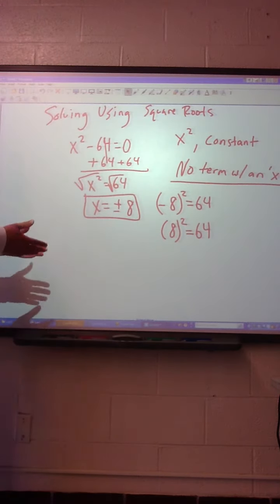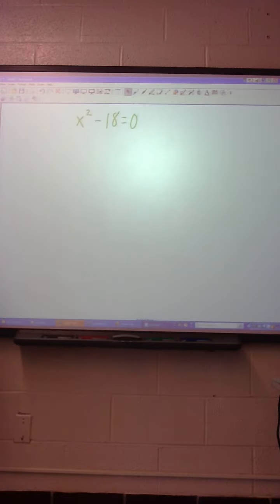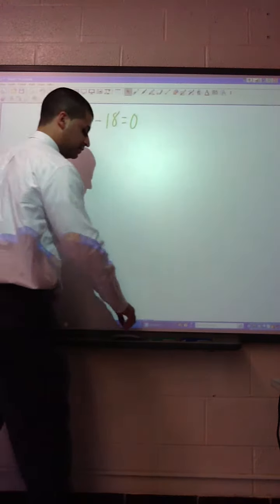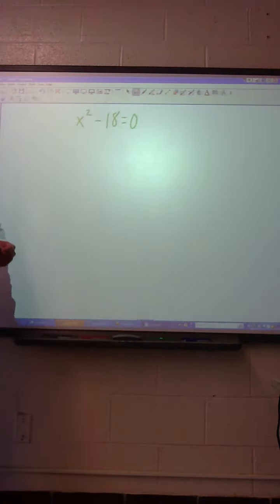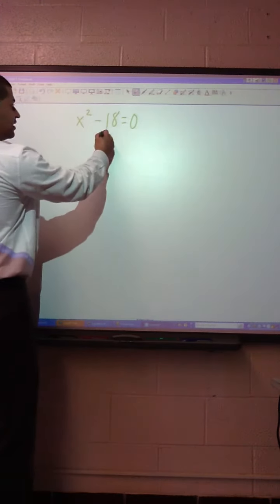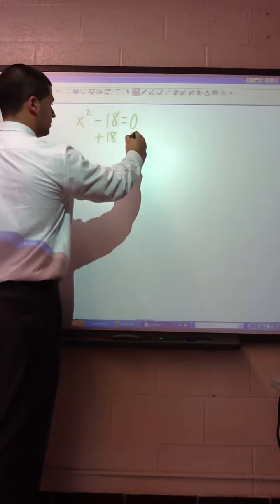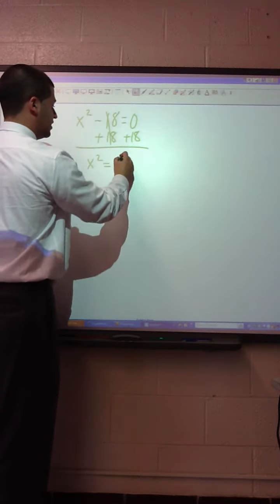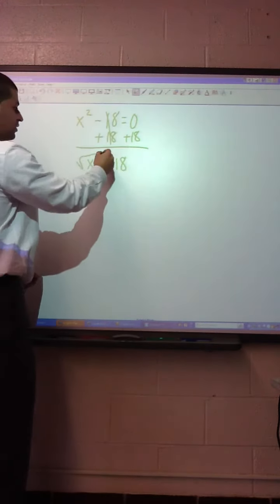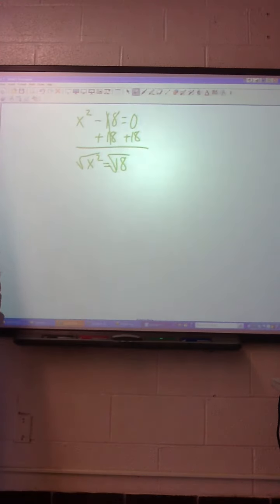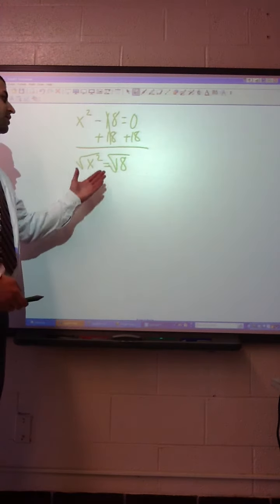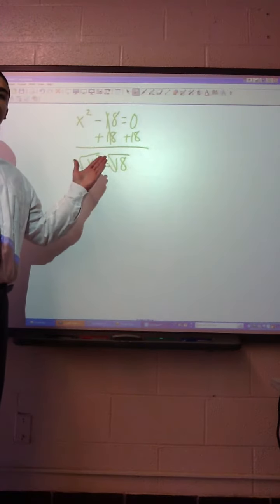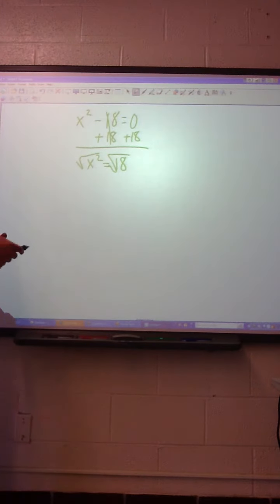So like I said, that's a very basic example. Here's another fairly basic one. X squared minus 18 equals 0. Again, isolate the x squared. X squared equals 18. Take the square root. Now 18 is not a perfect square. But if you think back to simplifying radicals, we know that there's a radical, or a square root, inside of this radical that we can pull out.